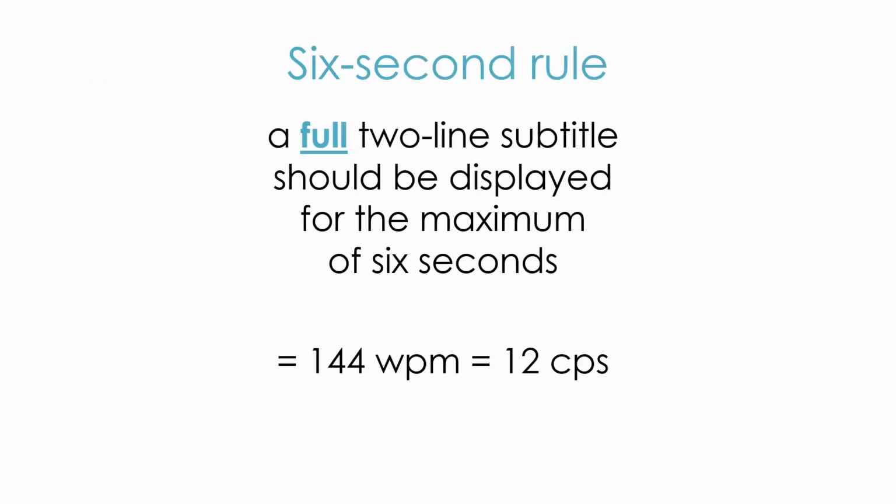The most widely known rule on the speed of interlingual subtitles, that is, subtitles translated from one language to another, is the 6 seconds rule. It says that a full 2-line subtitle should be displayed on screen for 6 seconds in order for an average viewer to be able to read it. Not longer, because viewers will reread it, and not shorter, because they will not have enough time to read it. The 6 seconds rule is equivalent to 144 words per minute, or 12 characters per second.